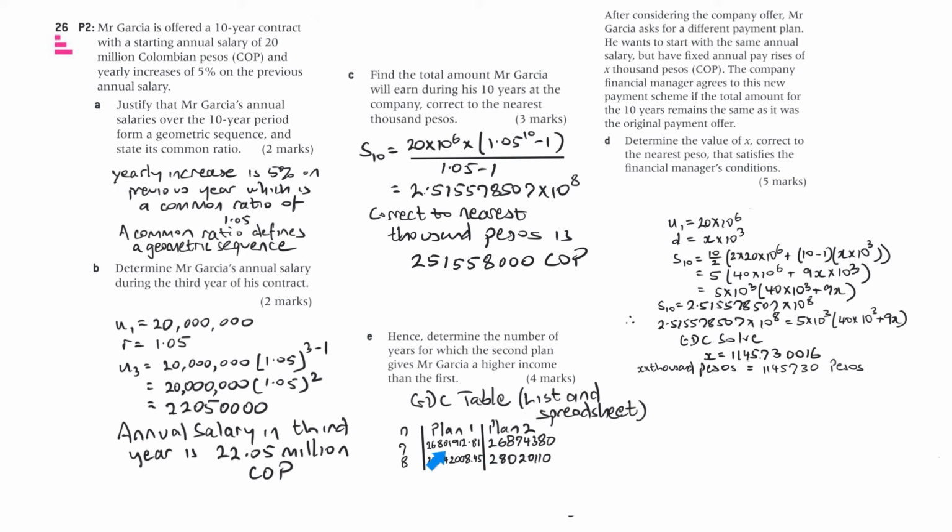Now, up until number 7, you can see that plan 2 is more than plan 1 yearly. But from year 8, you can see that plan 2 is now less per year than plan 1 was. So that's the answer, where n is equal to or less than 7. Okay, so there we are. n is less than or equal to 7. And that's the answer for that one. So the earnings for plan 2 are higher in the first 7 years than in plan 1.